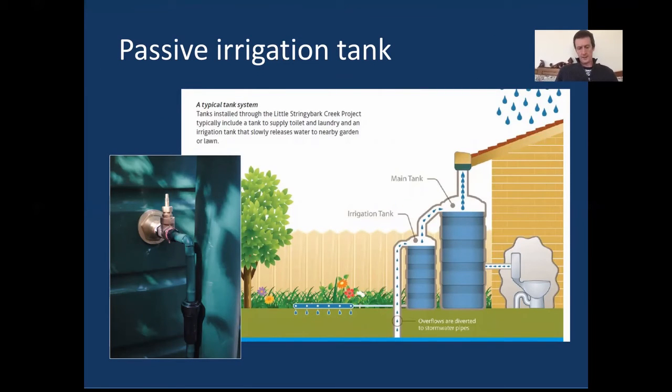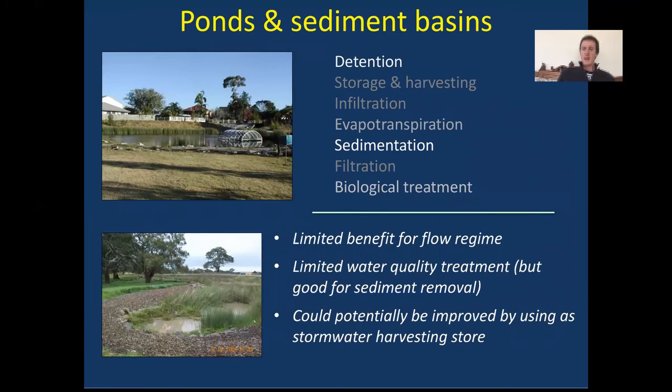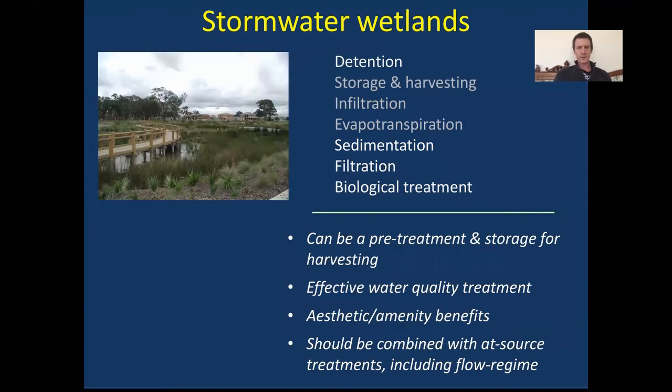As I say, we can have this passive irrigation system where we release some of that water to provide garden watering. Ponds and sediment basins. As you'd expect, these are essentially about promoting sedimentation, but also with a little bit of vegetation and a little bit of detention, so some benefits. They tend to be used upstream of wetlands very commonly.